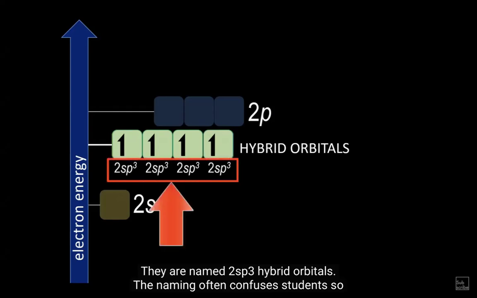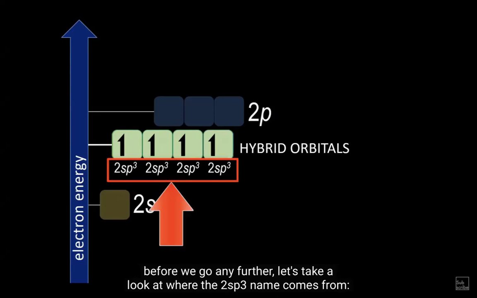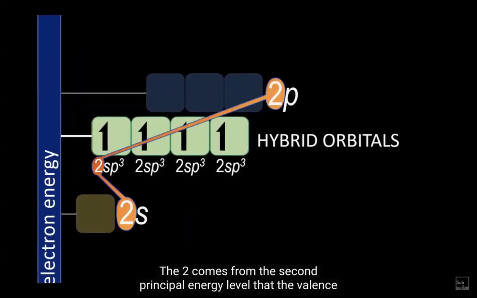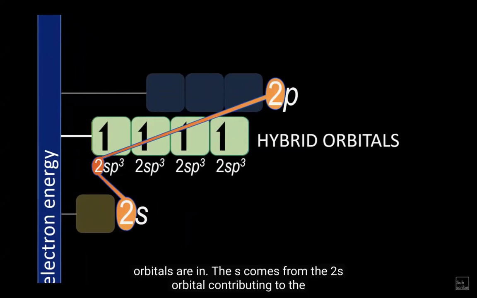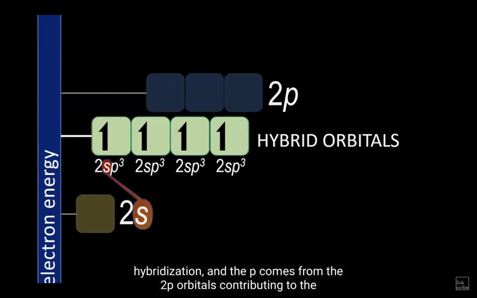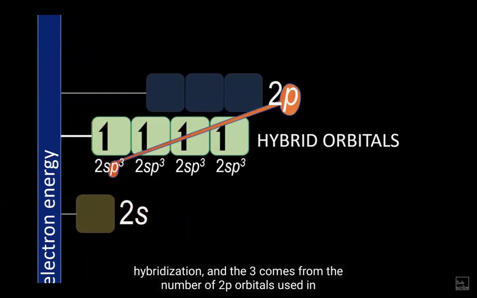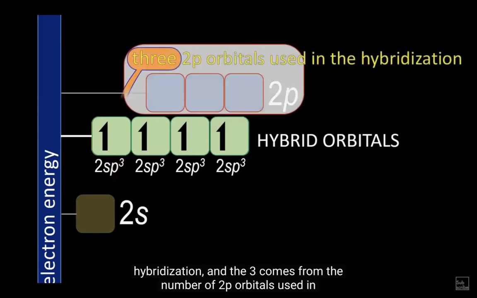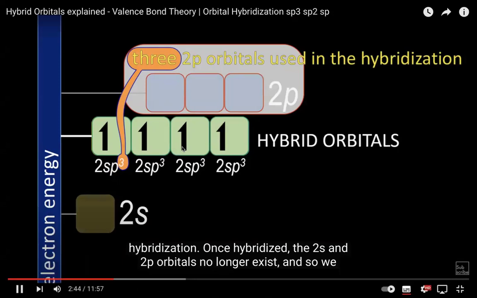They are named 2sp3 hybrid orbitals. The naming often trips up students, so before we go any further, let's take a look at where the 2sp3 name comes from. The 2 comes from the second principal energy level that the valence orbitals are in. The s comes from the 2s orbital contributing to the hybridization, and the p comes from the 2p orbitals contributing to the hybridization, and the 3 comes from the number of 2p orbitals used in the hybridization.